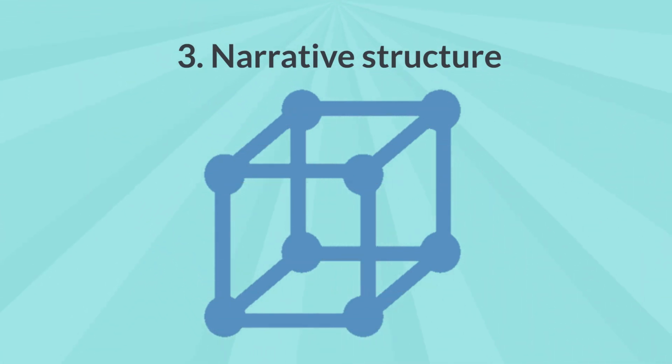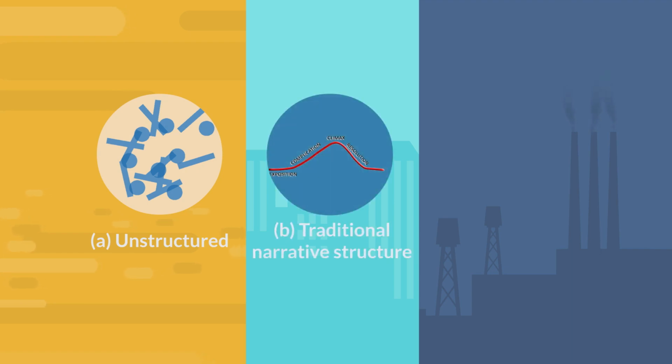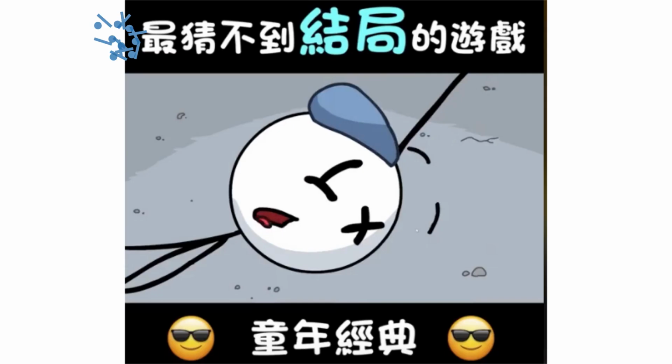3. Narrative structure. A. Unstructured. B. Traditional narrative structure. C. Nested structure. A. Unstructured. In short videos, unstructured, nonsensical, and unrealistic narratives account for the majority.